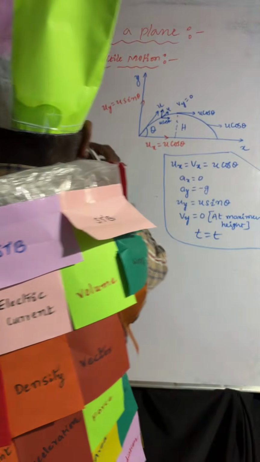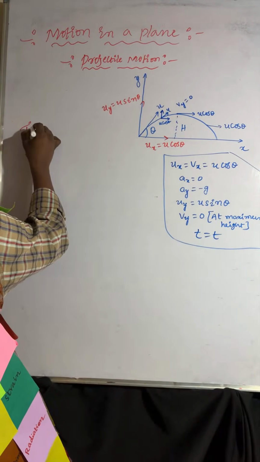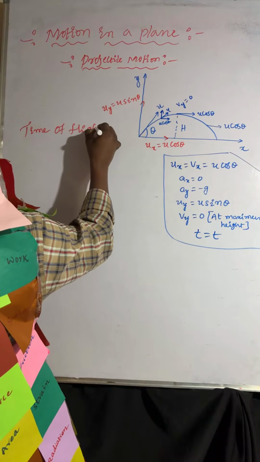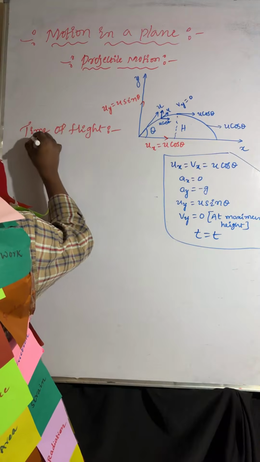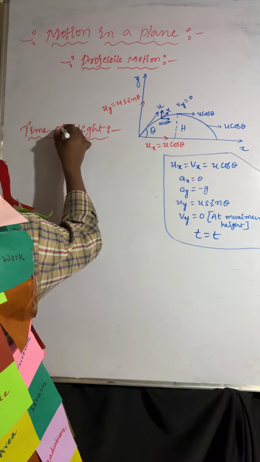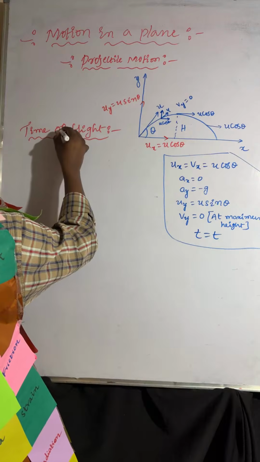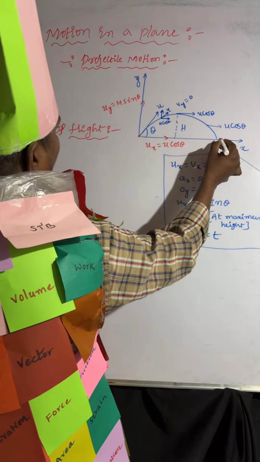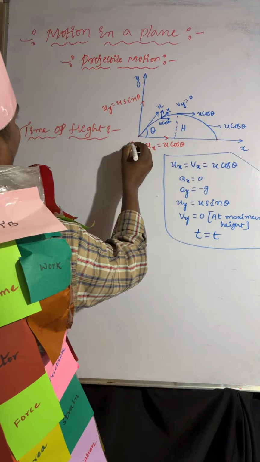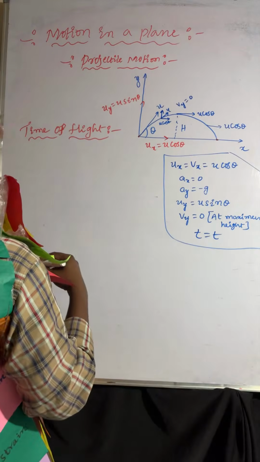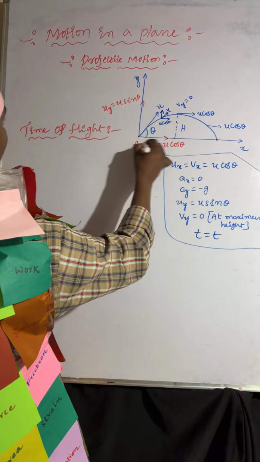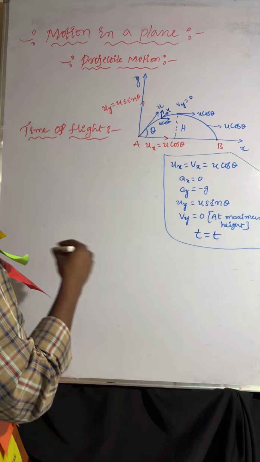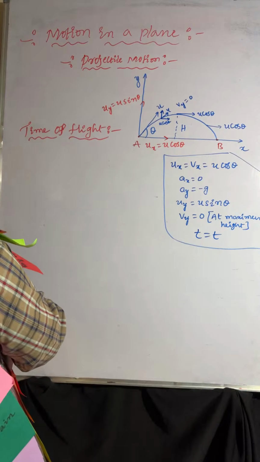Time of flight is the time taken by the particle to fly in air. I hope it is very clear. So from the point of projection to the point of striking, from A to B, that is called time of flight. This is A and this is B, and we can also take OA, OB, anything.